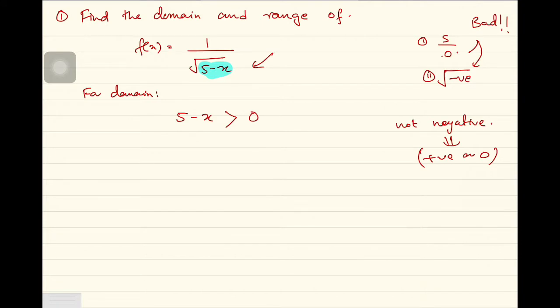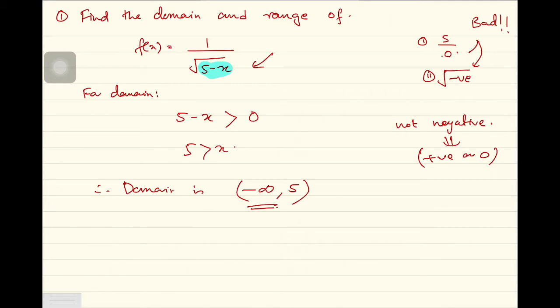Got it? So from here we get 5 greater than x. Therefore the domain is x less than 5. Less than 5 would mean minus infinity to 5, with an open bracket on both sides. So did you understand? That's the domain of this function. I hope you have understood this, a very easy and clear idea of calculating domain.